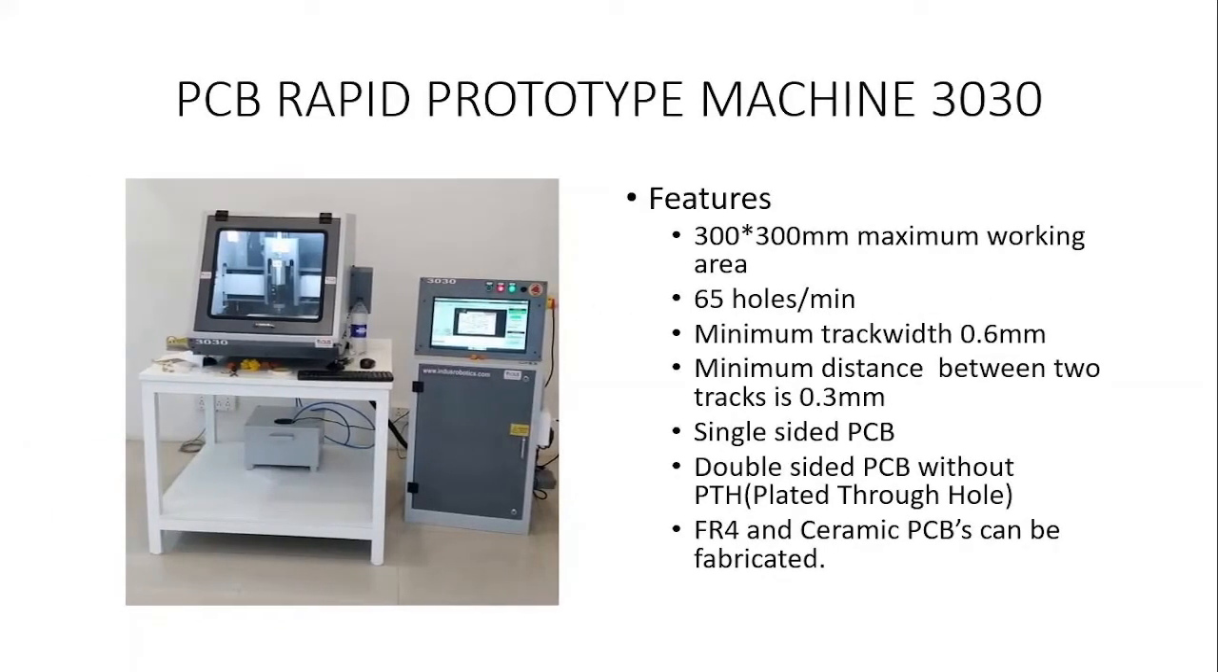This machine is utilized for in-house printed circuit board prototyping and can handle both single layer as well as double layer PCBs. The maximum working area with this machine is 300 by 300 mm and it can drill up to 65 holes per minute. This machine can manufacture a PCB with a minimum track width of 0.6 mm and a minimum spacing between two tracks of 0.3 mm. The PCBs can be fabricated on both FR4 as well as ceramic substrates.